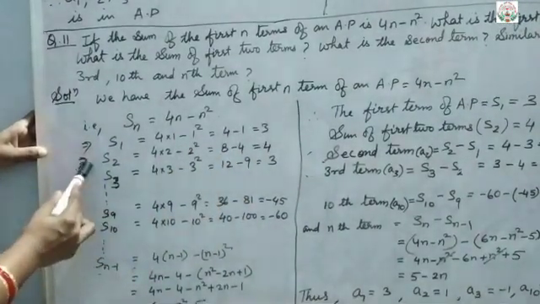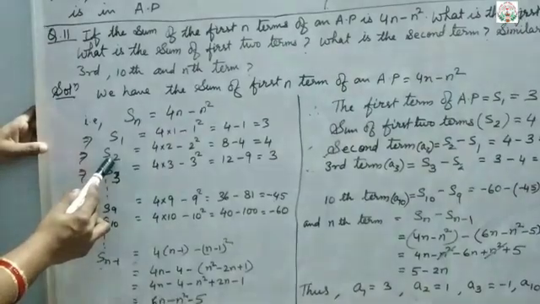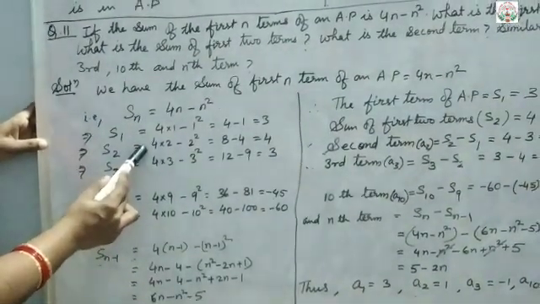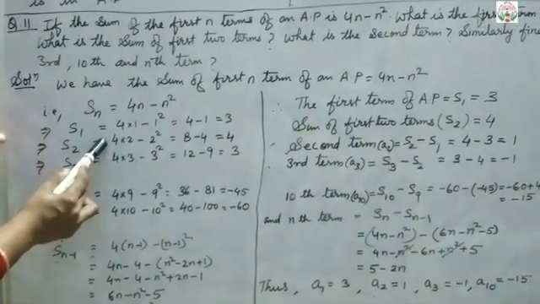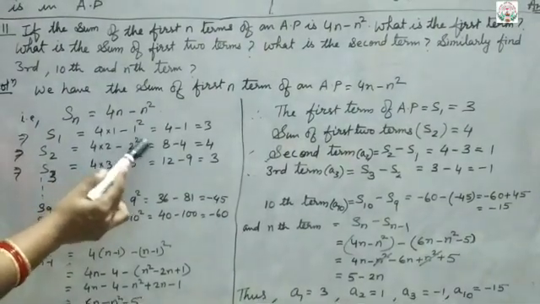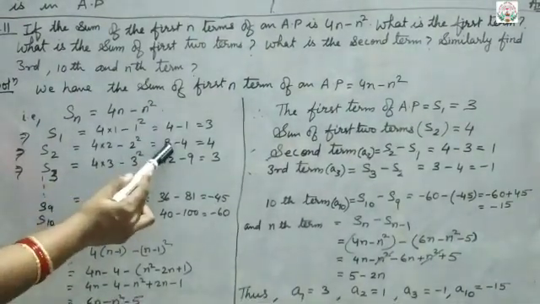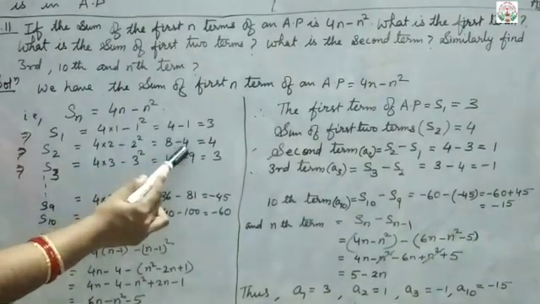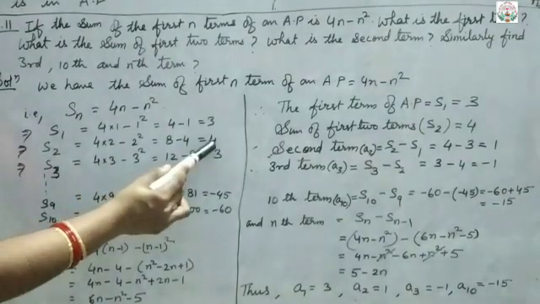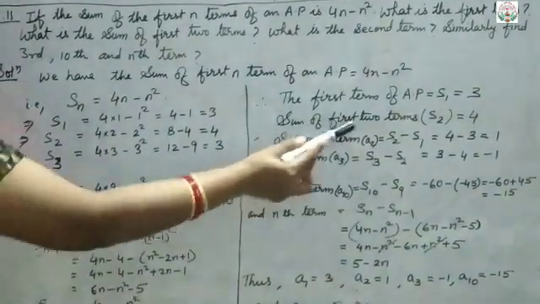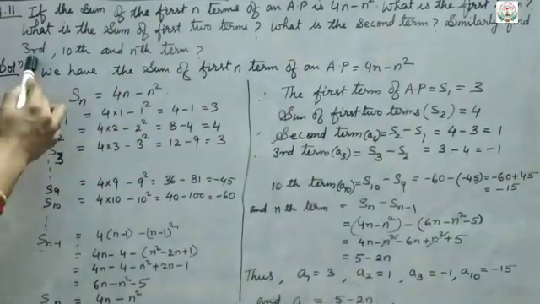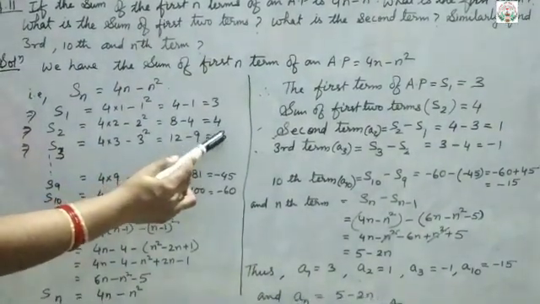Clear? Now S2, that means the sum of the first two terms. S2 equals, wherever n is there, you put the value as 2. So 4 into 2 minus 2 square. That gives 4 into 2 is 8, minus 2 square is how much? 4. So that equals 4. That means S2 is 4. The sum of the first two terms you are supposed to find. Here you can see the question: the sum of the first two terms, that is S2. So S2 we got as 4.